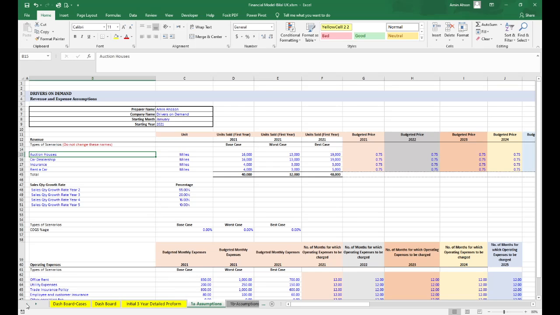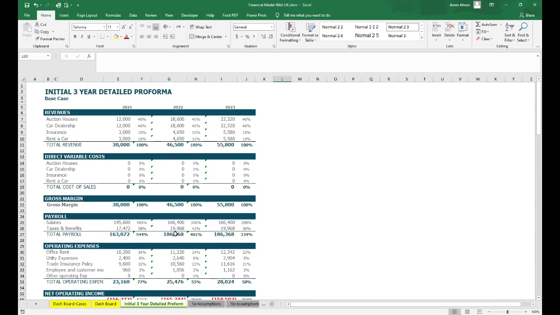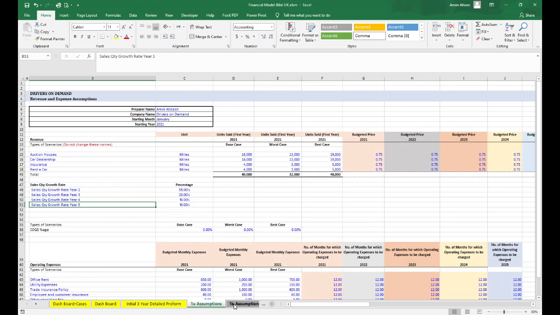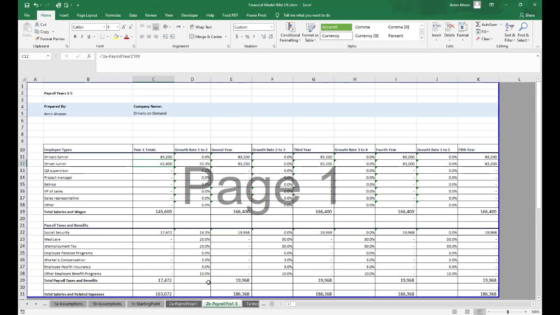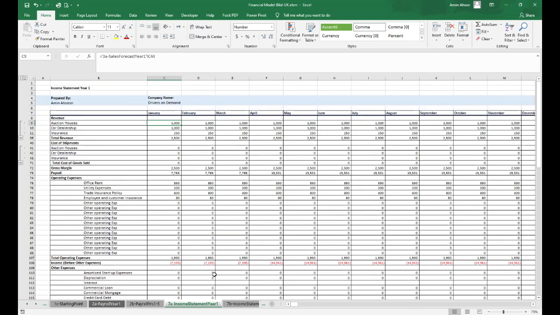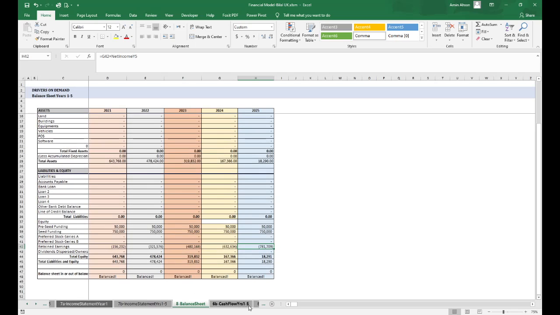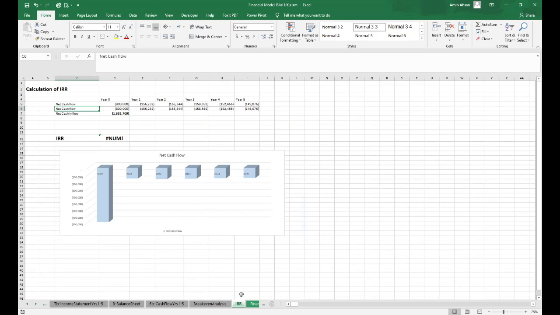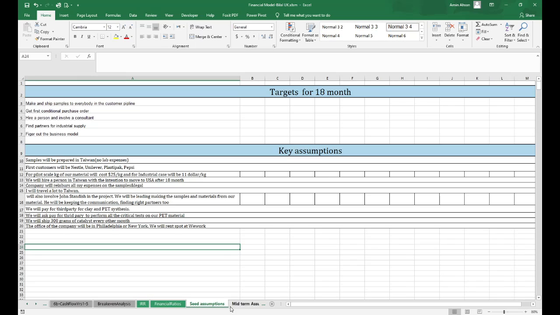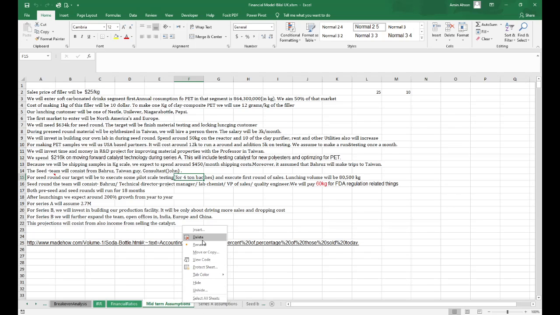You can see in this Excel workbook there are a lot of sheets. Dashboard, there are two dashboards in this: initial 3-year detailed pro forma assumptions, 1A 1B assumptions, 1C starting point, 2A payroll year 1, 2B payroll year 1 to 5, 7A income statement for the first year, 7B income statement for the 1 to 5 years, 8B balance sheet, cash flows for 1 to 5 year, break-even analysis, IRR and financial ratios. And let's delete these sheets, these are not related to you. Let me delete these.